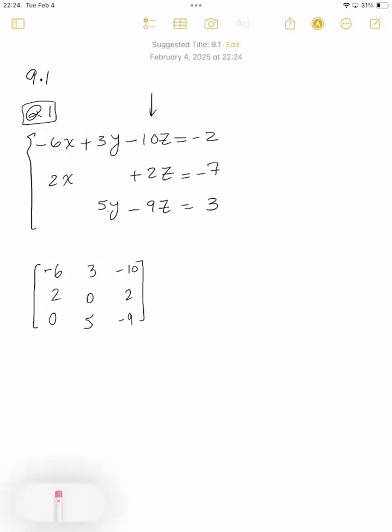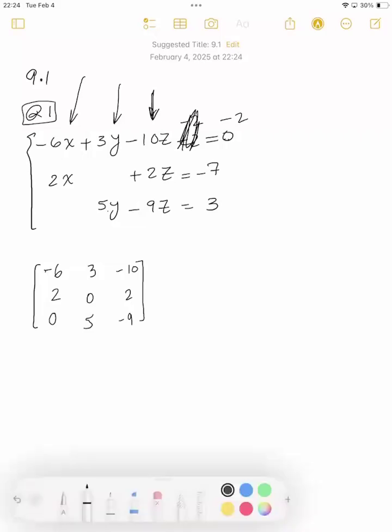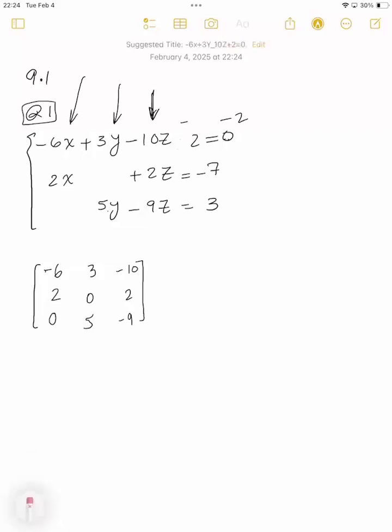When you create a coefficient matrix, you have to make sure your system is set like that, where x's are lined up, y's are lined up, z's are lined up, the equal sign is lined up, and this side is just going to be your coefficients. In other words, if this negative 2 happened to be on this side, like plus 2 equal to 0, the first thing before you create your coefficient matrix, you have to subtract 2 from both sides. Then your negative 2 is going to be on this side. Then you create your coefficient matrix.